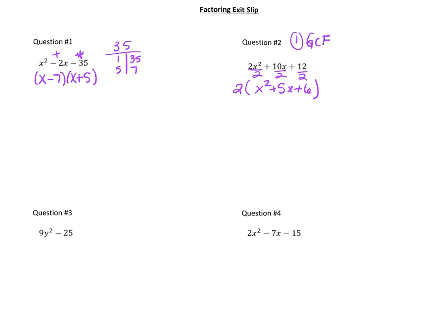Then I'm going to do the same thing I did in question number 1. I'm going to think about things that multiply to 6 but add to 5. So again, if you're ever stuck, it's always helpful to make a t-chart. So it's a positive 6 and a positive 5, so it's going to be x plus 2, x plus 3. Keeping in mind this GCF that you took out must stay in front when we're factoring.